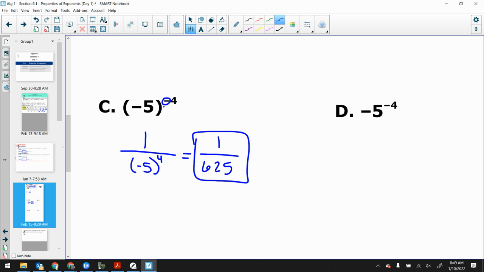So the negative exponent becomes positive when I shift it down to the denominator. Did you notice how the negative did not go away in the number? That stays. The only reason it shifts down to the denominator is because of the negative exponent. It just stays because of the parentheses, correct? So now that is a negative 625. So 1 over negative 625.